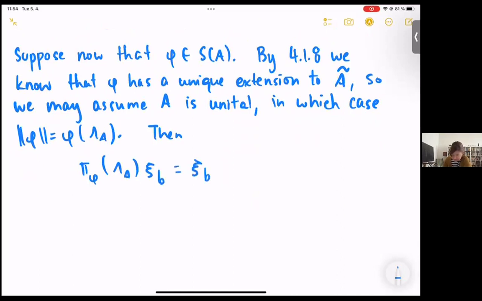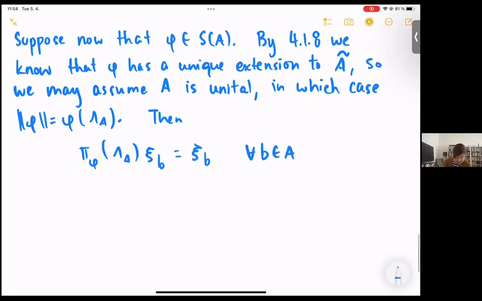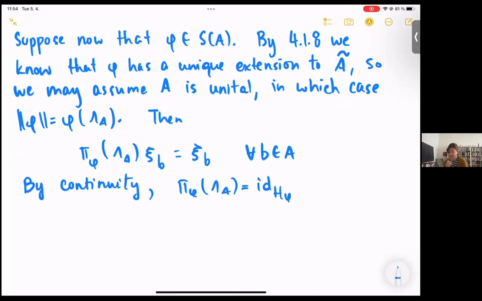So clearly we have that pi phi of 1 applied to any vector psi b was just going to be psi b, as we discovered above, because we're just multiplying psi b by 1. So by continuity and density of these psi b's, we see that this has got to be the identity on our Hilbert space.